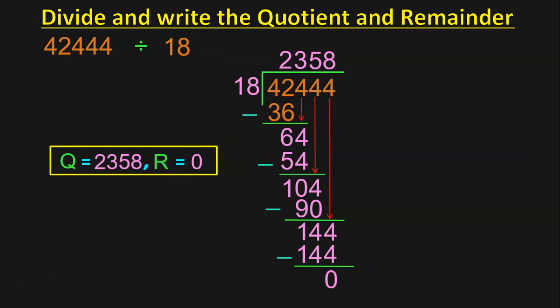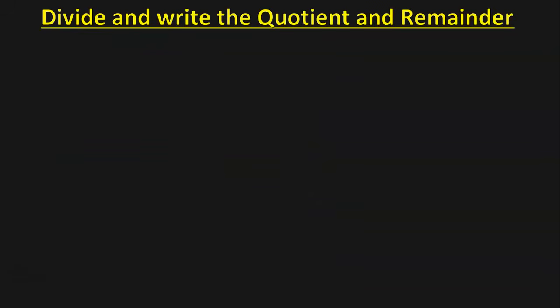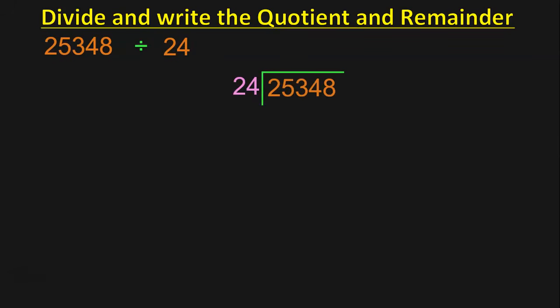Did you understand how we are doing a 5-digit number by 2-digit number division? Let us do more examples to understand this concept better. Divide and write the quotient and remainder of 25,348 divided by 24. So let us use the long division method.